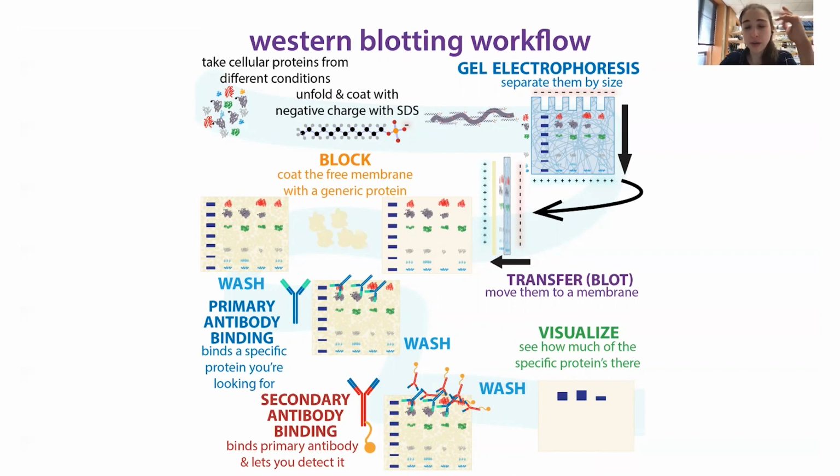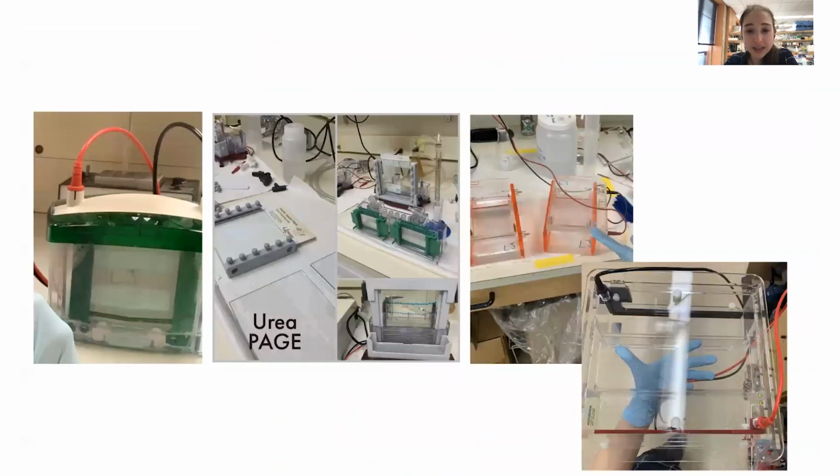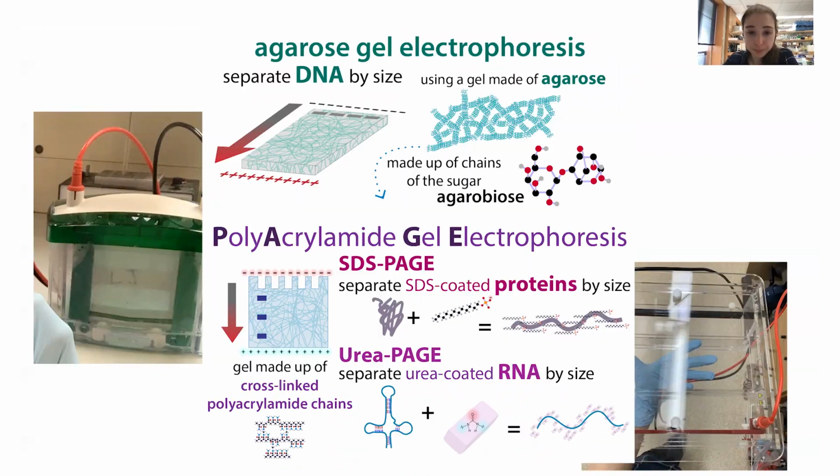Let me just, I'm getting ahead of myself. Let me talk about these gels. The basic idea is we have this big collection of molecules, and we want to separate them by size. We can separate things by size using gel electrophoresis, a technique where we make a gel mesh. The molecules travel through the gel mesh, and the bigger ones are going to get tangled up more, so they're going to travel more slowly.